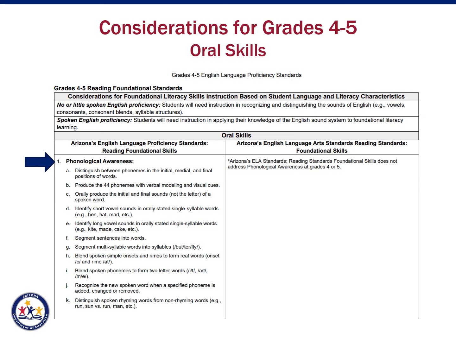The following are considerations for instruction in oral skills. If a student has no or little spoken English proficiency, that student will need instruction in recognizing and distinguishing the sounds of English, such as vowels, consonants, consonant blends, and syllable structures. If a student is proficient in spoken English, that student will need instruction in applying their knowledge of the English sound system to foundational literacy learning.